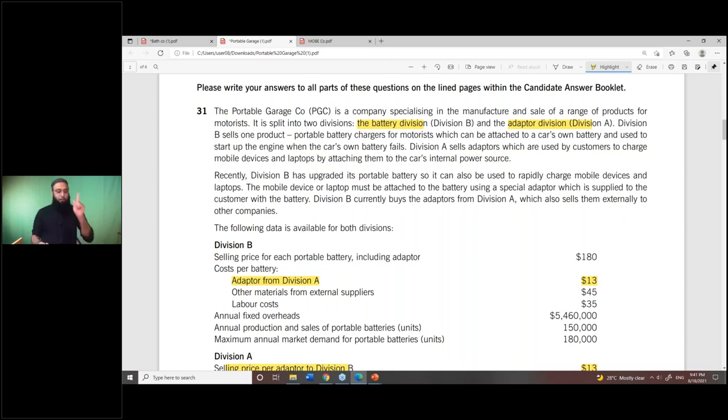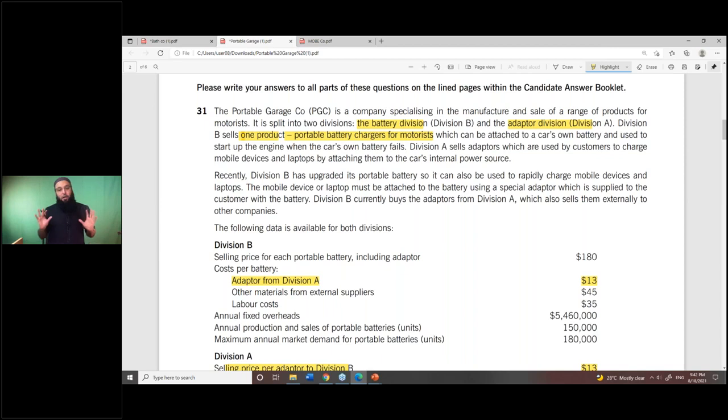Division B sells one product, portable battery chargers for motorists, which can be attached to a car's own battery and used to start up the engine when the car's own battery fails. Division A sells adapters, which are used by customers to charge mobile devices and laptops by attaching them to the car internal power source. Division B has upgraded its portable battery so it can also be used to rapidly charge mobile devices and laptops. The mobile device or laptops must be attached to the battery using a special adapter which is supplied to the customer with the battery. So use this information.